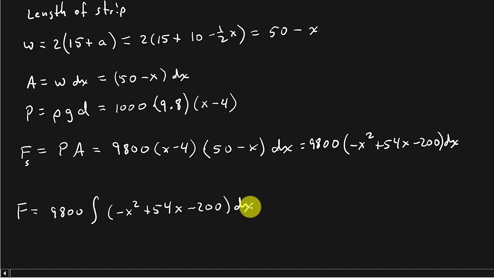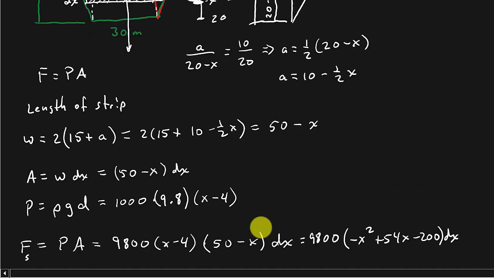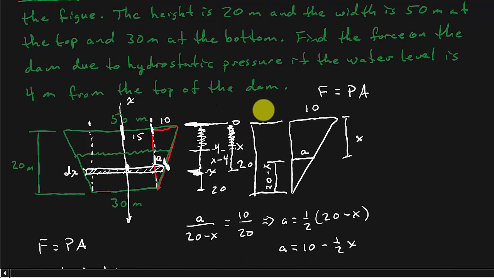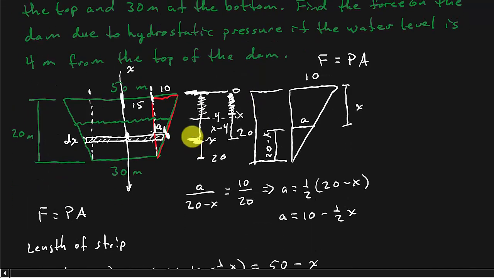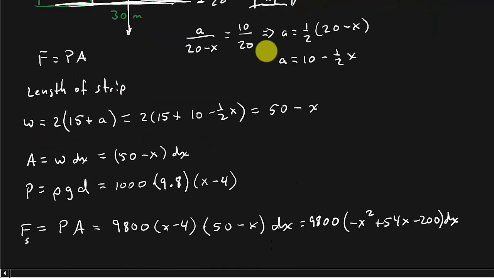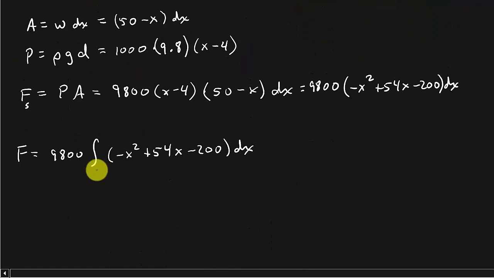And now, what are our limits of integration? Where are we integrating from? Well, the water, so that's going to be from what? From 4, you see that, to 20. I'm integrating over that water. This is the lowest, this is the highest. And so I'm going to integrate from 4 to 20.